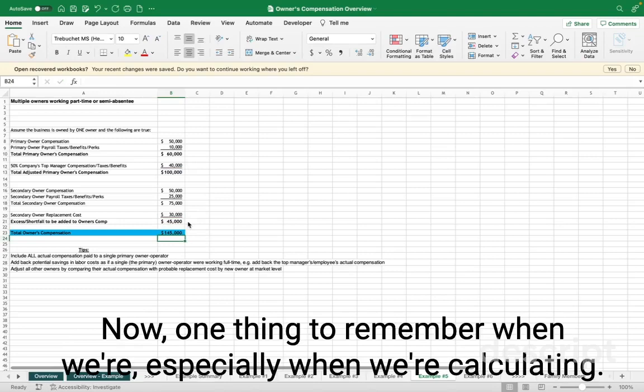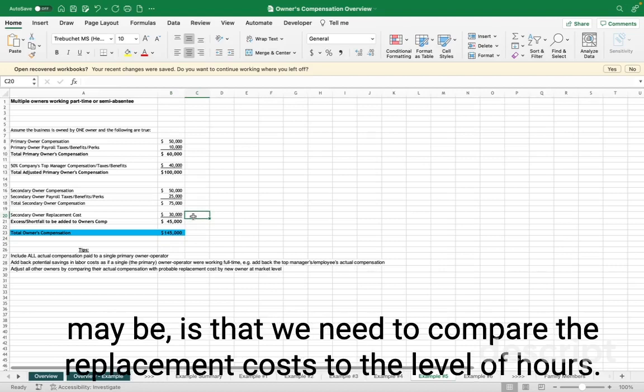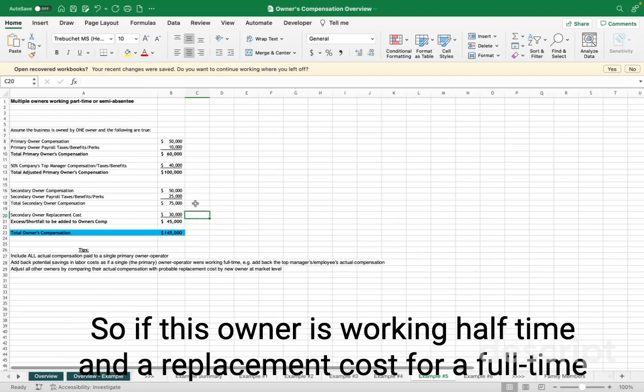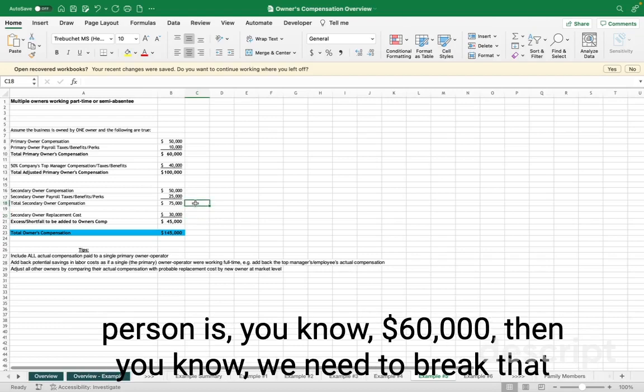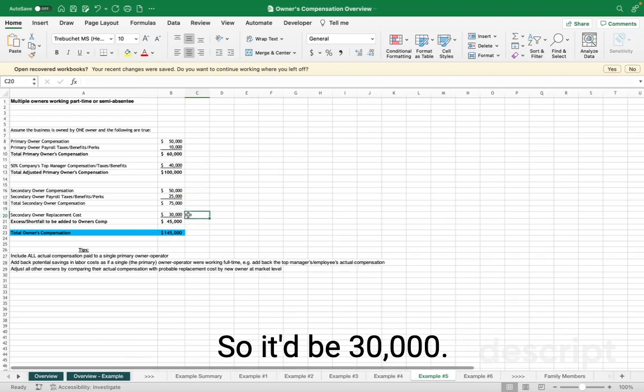Now, one thing to remember, especially when we're calculating secondary owner replacement costs, or third or fourth, whatever owner it may be, is that we need to compare the replacement cost to the level of hours. So if this owner is working half time and a replacement cost for a full-time person is $60,000, then we need to break that down to a 50% replacement cost. So it'd be $30,000.